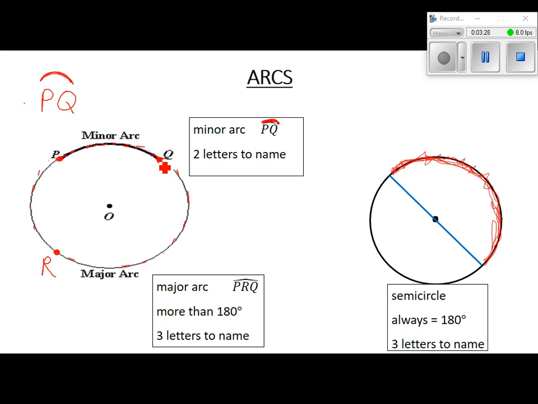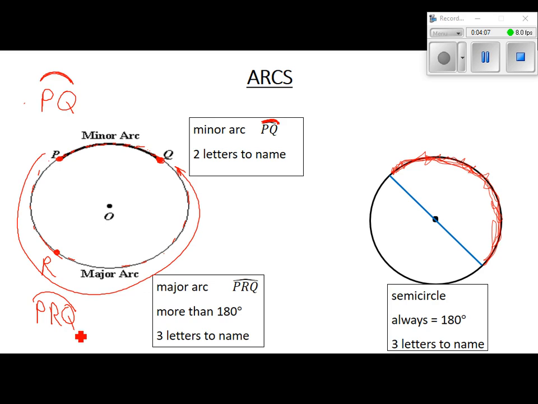We name it just like we're going around the circle. If we're starting at P and going this way, to name that arc, it's still got that arc symbol. First letter P, then we go through R, and then we get to Q. You only need 3 letters just to show which direction you're going around the circle. So 2 letters to name a minor arc, which is less than 180. 3 letters to name a major arc, which is more than 180.